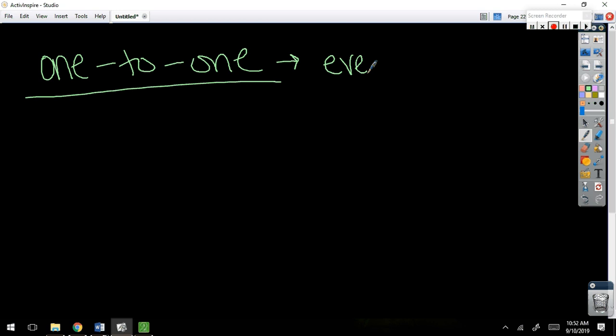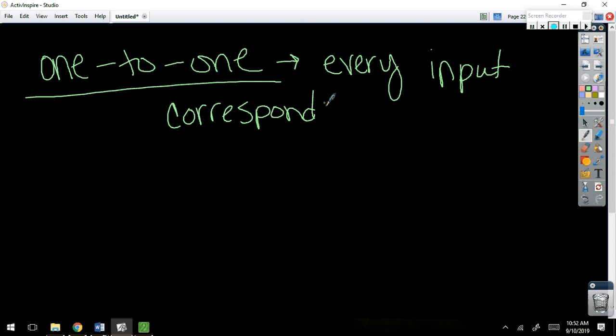Every point, and I'm gonna... well, actually, I should say every input corresponds or pairs with one unique output. Now, what does that mean?